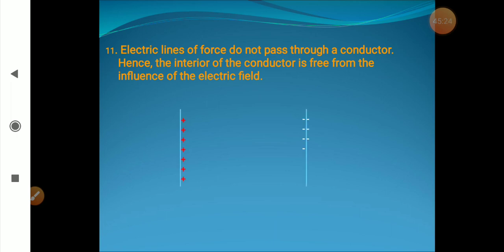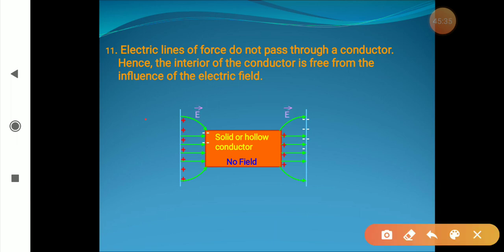Now electric field lines do not pass through a conductor. That's a very important situation here. You see, electric field lines here, this is a positively charged plate. They start from positive charge, they reach the solid or hollow conductor, but there are no electric fields inside the conductor. And then on this side here, see, negative plate. Now electric field lines are reaching it starting from here, but there is no field inside it.